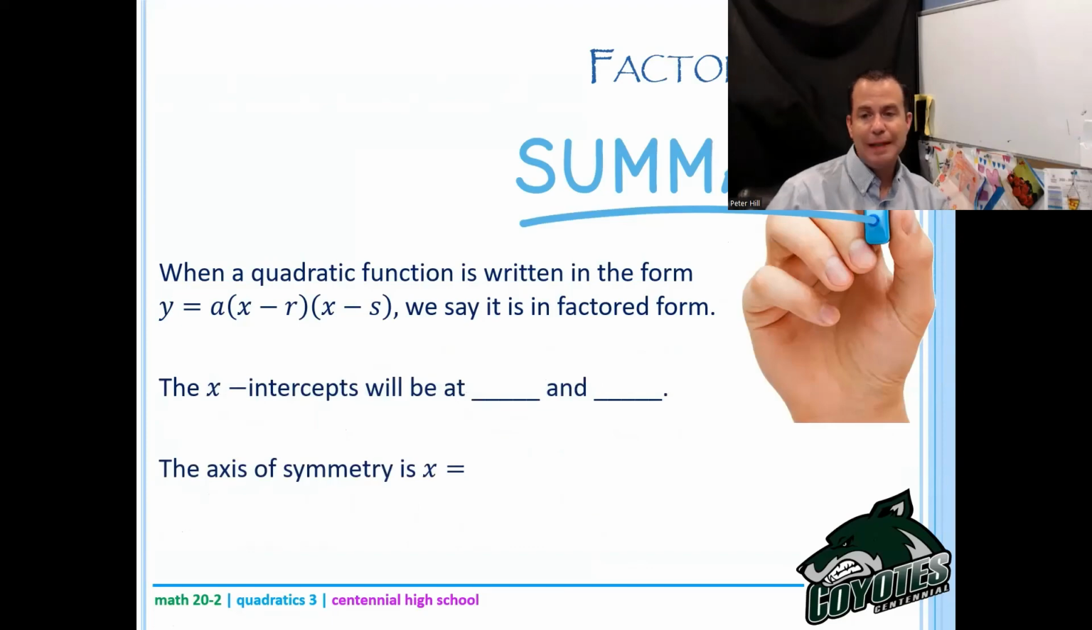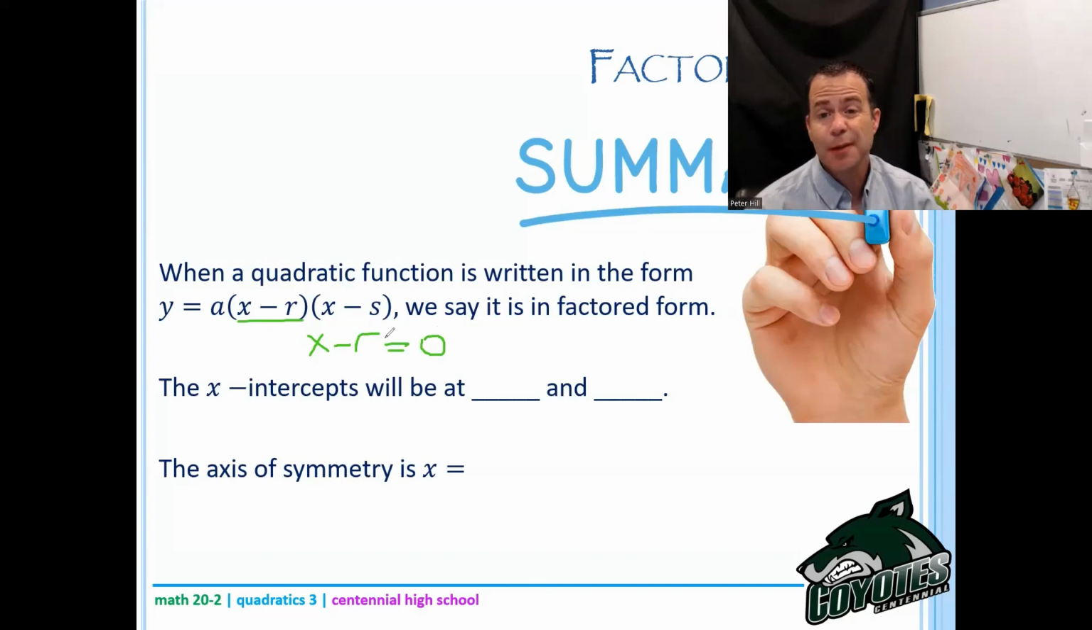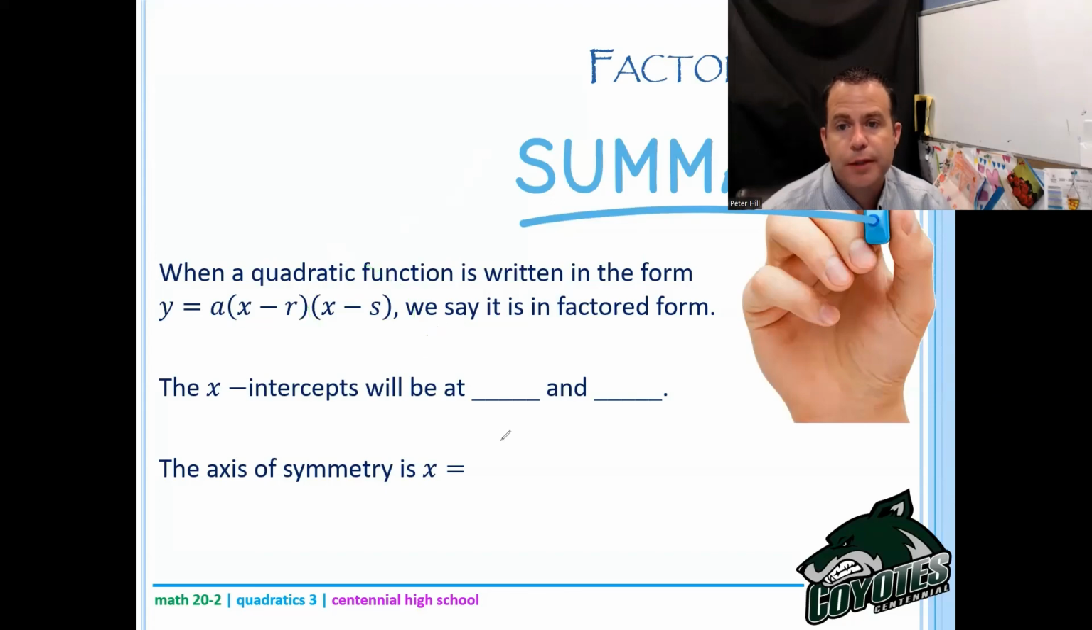The x-intercepts will be at, well, remember I gave you this form right here. So if I set this factor equal to 0, I have x minus r equals 0, right? Because this is the zero product principle, and I'd end up with x equals r. Same thing here: if x minus s equals 0, x would equal s. So I can say that my x-intercepts will be at r and s. Now, remember that those should be coordinate points if you're asked for an x-intercept. So it would be r comma 0 and s comma 0. Let me just write that in to make sure we're all on the same page.